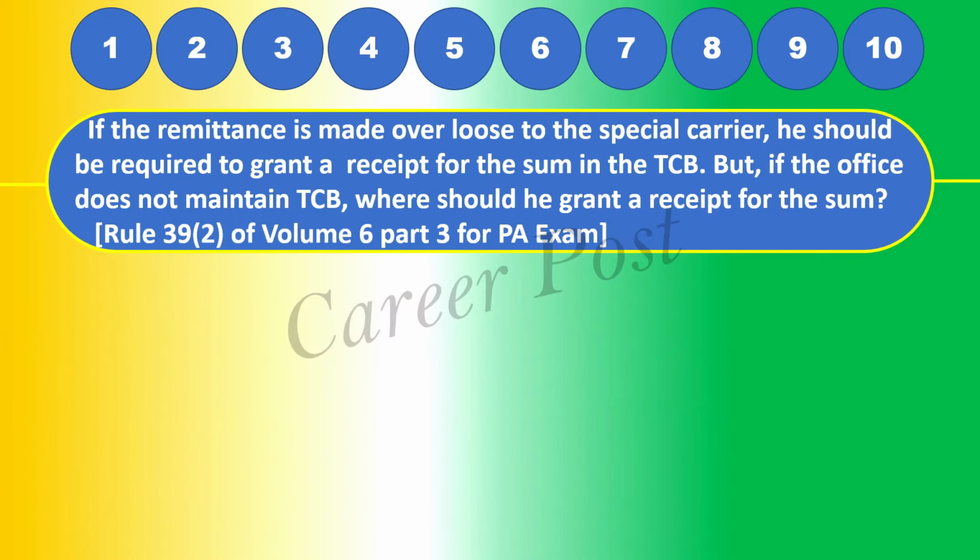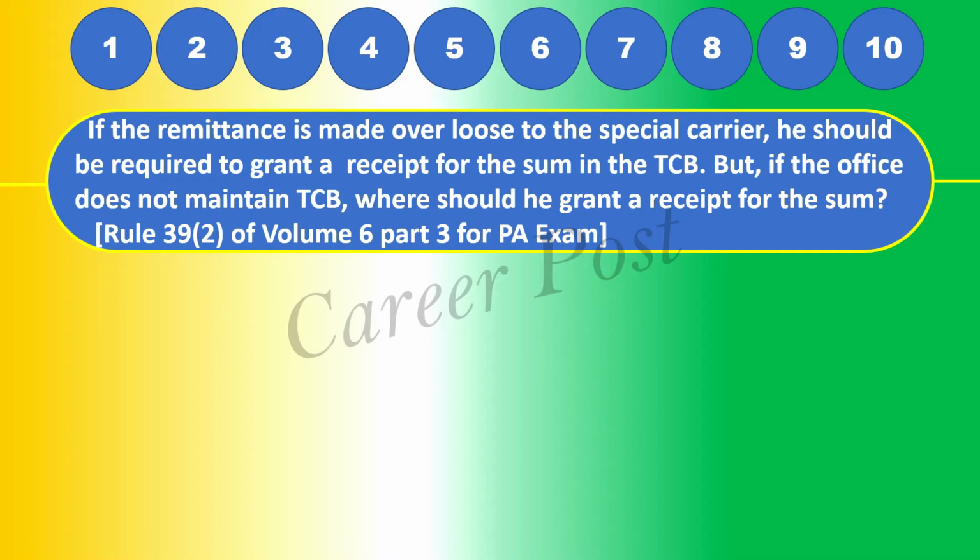If the remittance is made over loose, the special carrier is the person who will carry the cash, convey the cash from one office to other. It can be mail overseer or whatever it is, postman or head postman sometimes. If the remittance is made over loose, meaning giving the cash straight away, 20,000 or 10,000 or whatever it is, without closing them in a bag, directly giving the cash after taking acknowledgement.